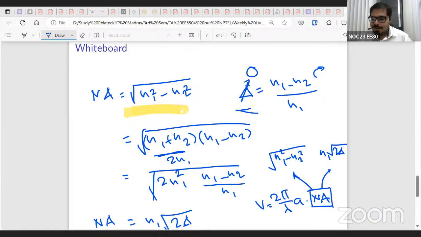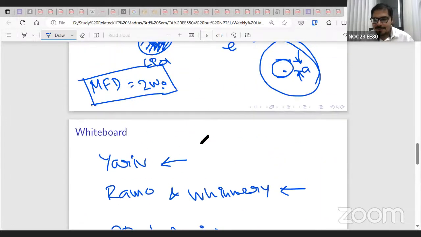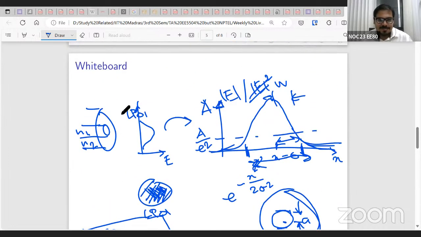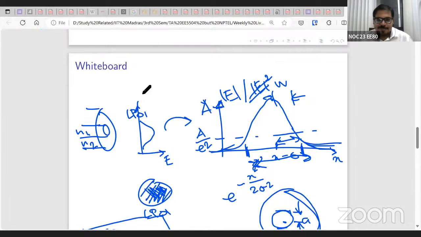Mode field diameter I'll try to clear up. Otherwise, although the course content was difficult this week, I don't think the assignment itself is difficult. You should not have any trouble. If you have trouble, use the discussion forum. That's all.